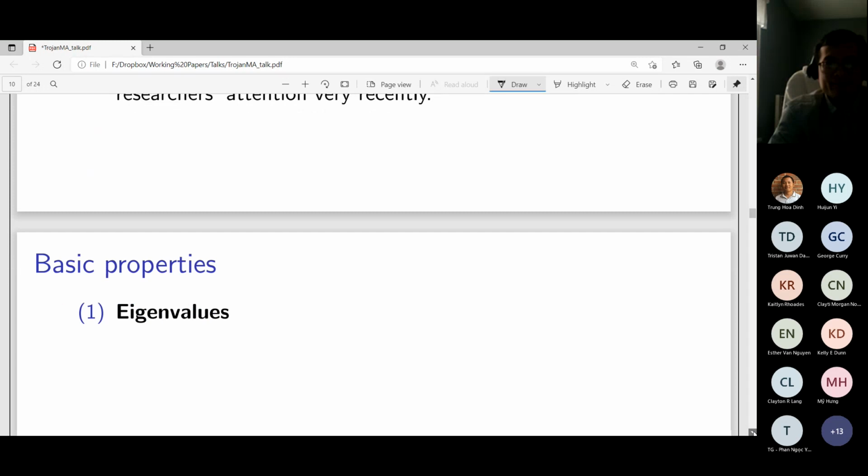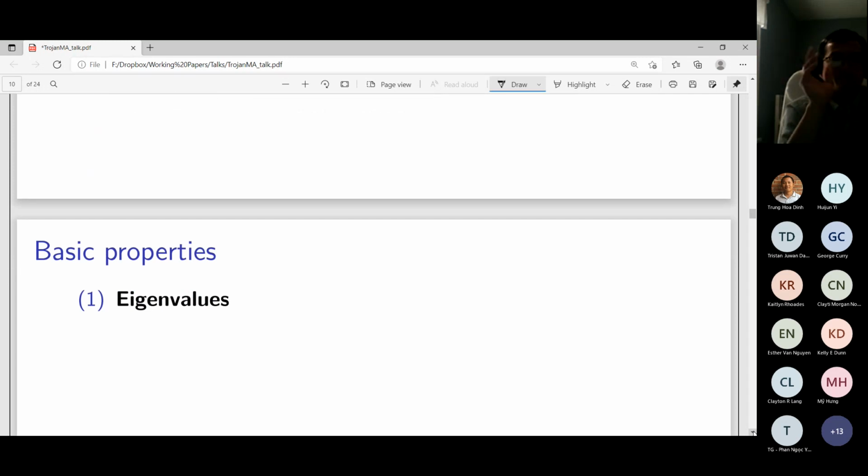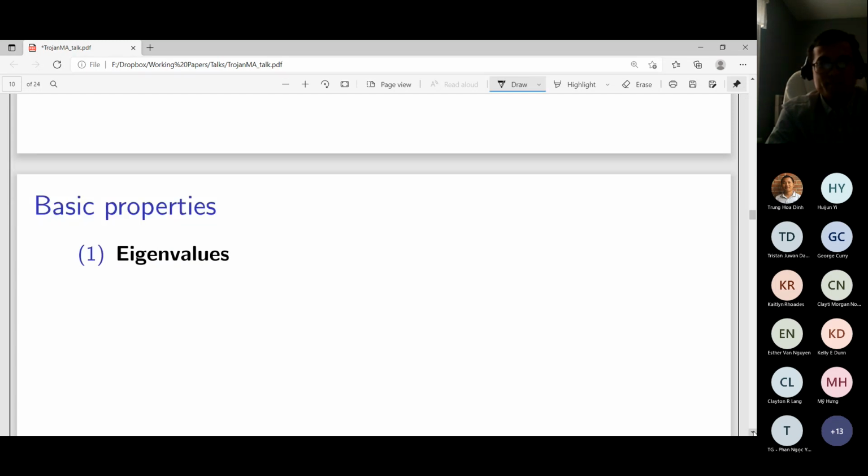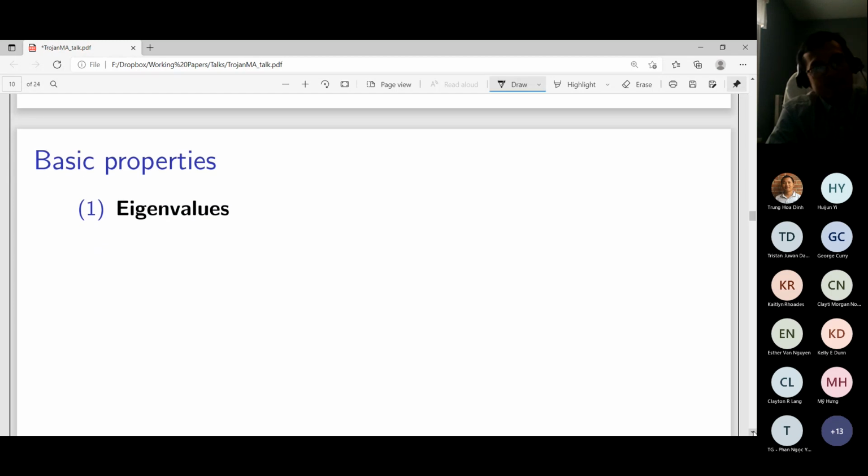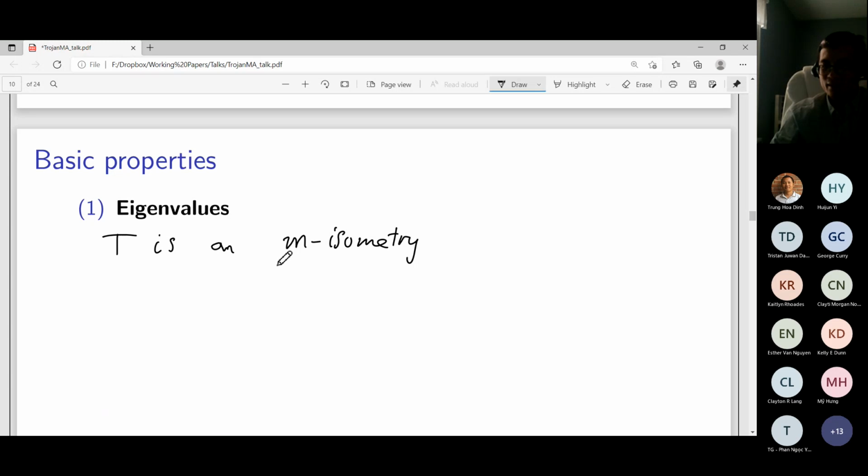So, but first, let me just give you a taste of what these m-isometries are about by giving you some basic properties. First, eigenvalues of these. So suppose we have T is an m-isometry. So it satisfies that operator equation.